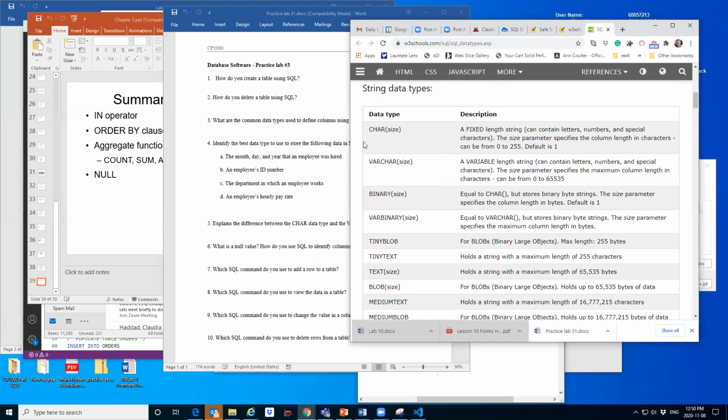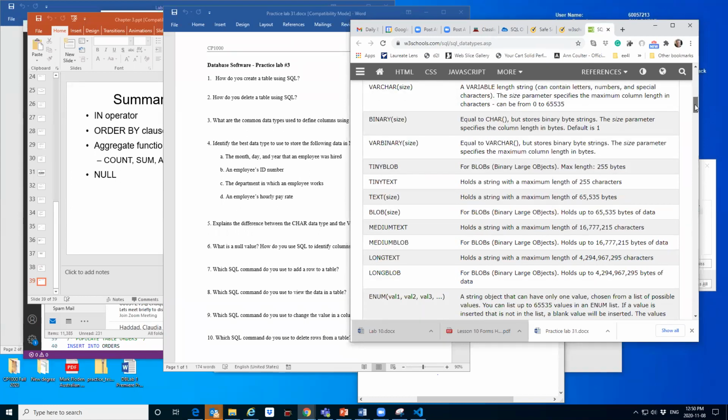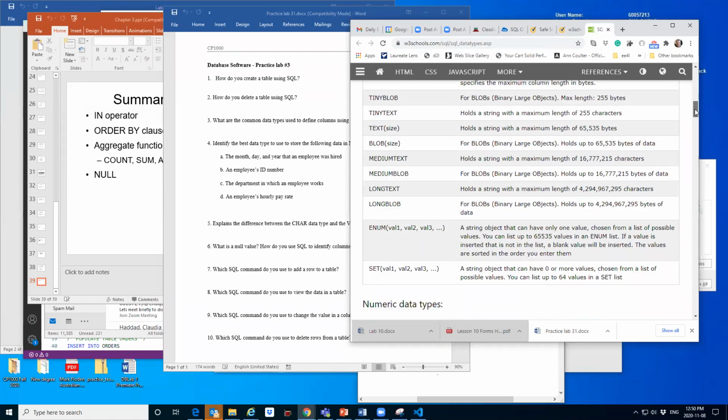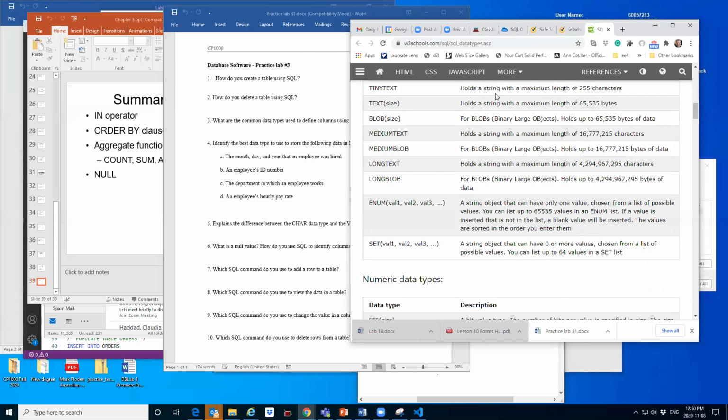So yeah, you've got the ones that we've used already, which are char and varchar. We haven't used binary. That's kind of nice, I suppose. And you've got blobs and tiny text, and then the size of the text. It's kind of like char. How's that different? And we can have a set. Oh, look at enumerated values.